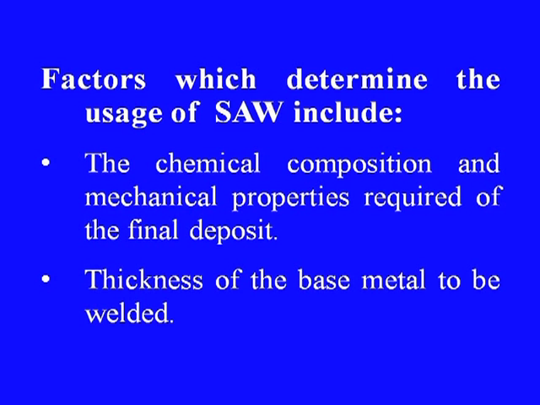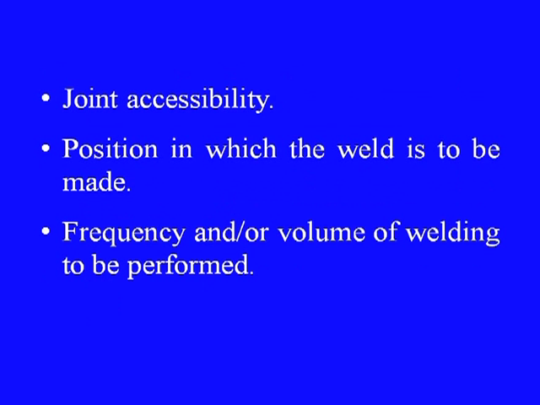Now let us see the factors which determine the usage of submerged arc welding. These factors include, number one, the chemical composition and mechanical properties required of the final deposit. Number two, the thickness of the base metal to be welded. Number three, joint accessibility. Number four, position in which the weld is to be made. Number five, frequency and or volume of welding to be performed.